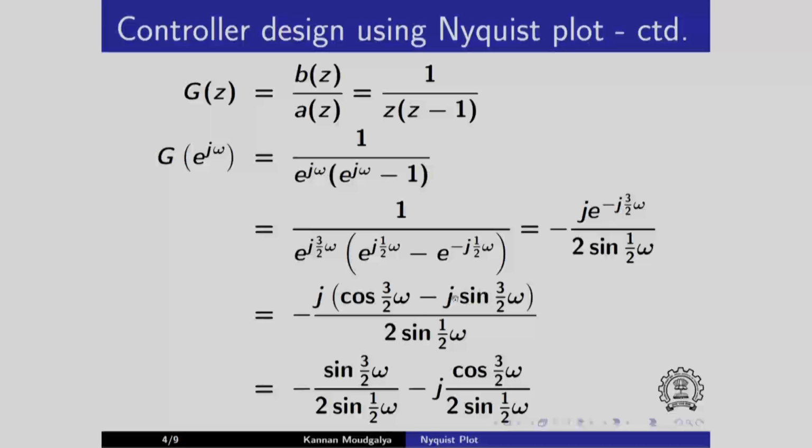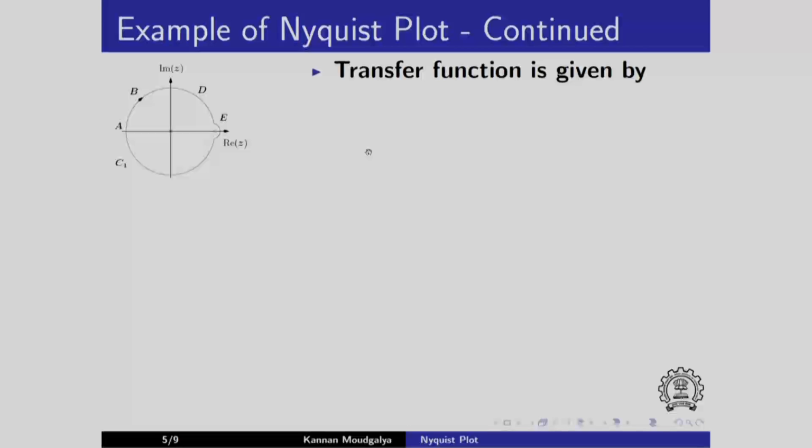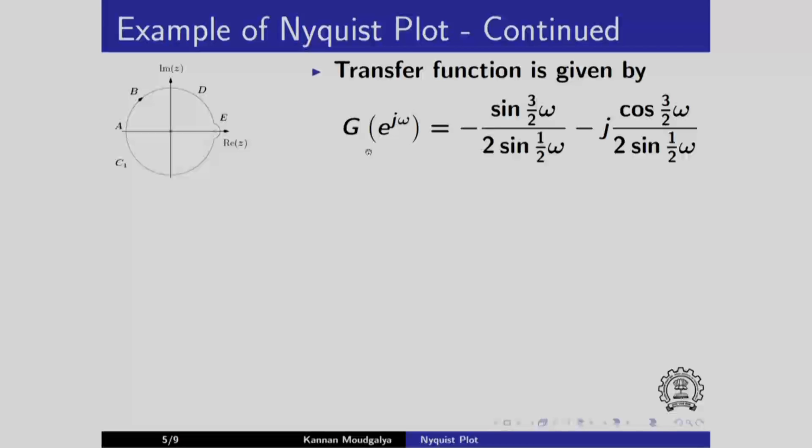I get this here. Now we will simplify this, split this into real and imaginary parts. Real part comes from here. You have j into j minus 1, so you have second minus sign, third minus sign, overall you have 1 minus sign, and sine of 3 by 2 omega divided by 2 sine half omega. Similarly, the first term gives rise to the imaginary part. So the transfer function that we derived in the previous slide is this. This is applicable for the main part of the C1 curve.